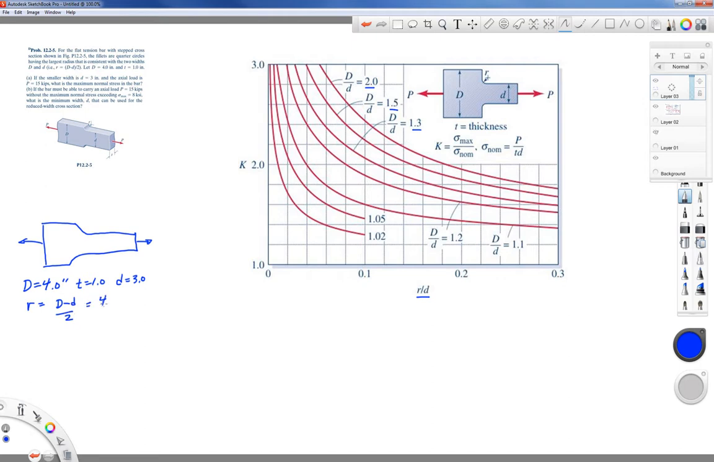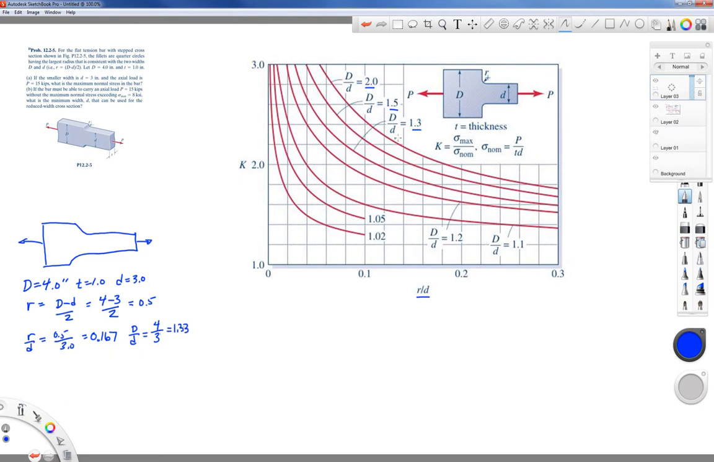So for our problem, that's going to be 4 minus 3 divided by 2. That's going to be 1/2. So that means little r over little d is 0.5 divided by 3.0. It's going to be 0.167 out to 3 significant digits. Okay, so we need two things now. We need capital D over little d. In this case, it's 4 divided by 3. It's going to be the 1.33 curve, and we need little r over little d.